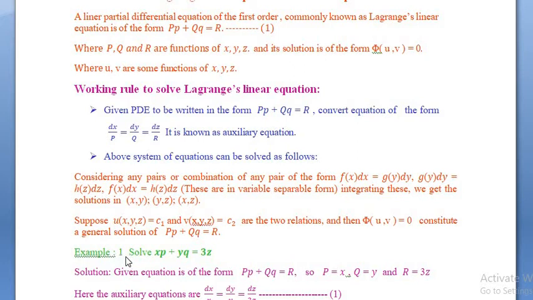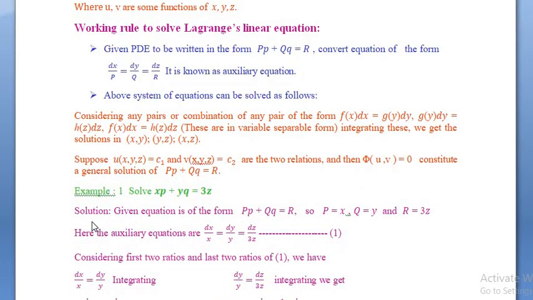An example: solve the partial differential equation xp plus yq equal to 3z. Solution: the given equation is of the form capital P p plus capital Q q equal to capital R. So, capital P is equal to x, capital Q is equal to y, and capital R equal to 3z. Here, the auxiliary equations are dx by x equal to dy by y equal to dz by 3z, and we call it equation 1.